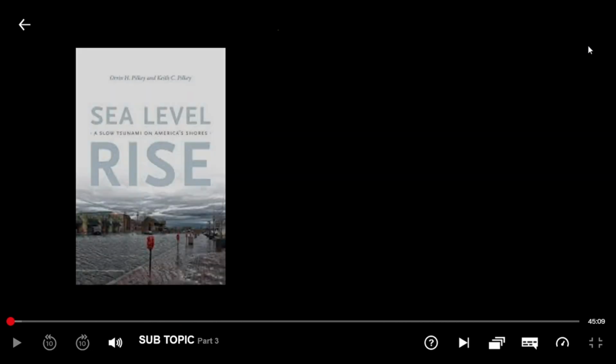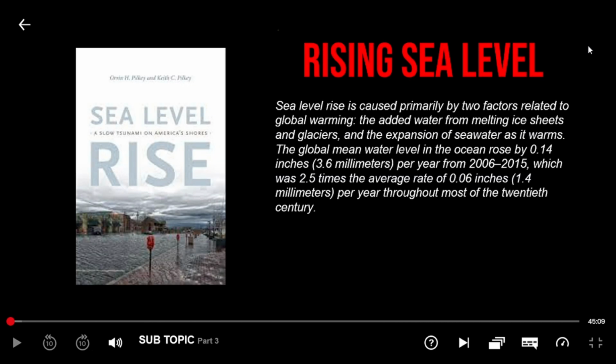Next negative effect we have is the rising of sea level. Sea level rise is caused primarily by two factors related to global warming: the added water from melting of ice sheets and glaciers, and the expansion of seawater as it warms. The global mean water level in the ocean rose by 0.14 inches or 3.66 millimeters per year from 2006 to 2015, which was 2.5 times the average rate of 0.6 inches or 1.4 millimeters per year throughout most of the 20th century.